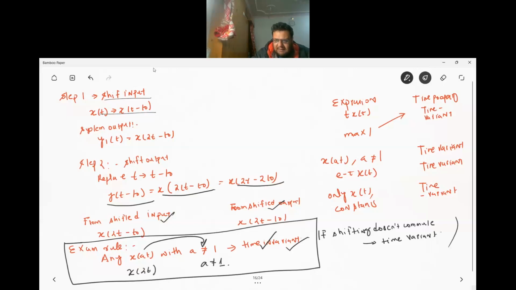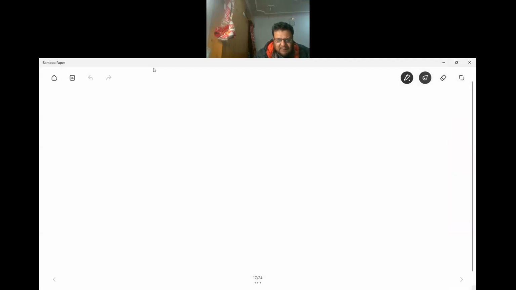So these things you remember. Basically t x of t is time variant, whereas x of at when a is not equal to 1 is time variant, e power minus t is time variant. Only x of t and constants are time invariant. Okay, now let's move to the next topic.